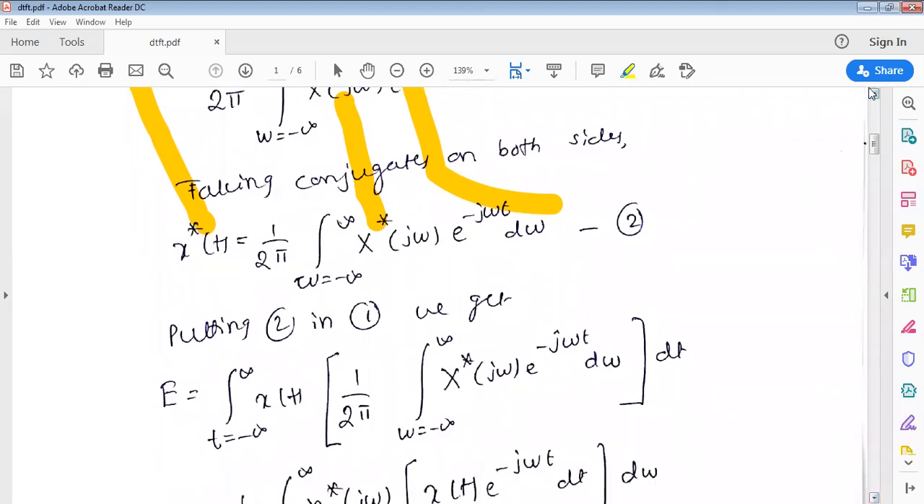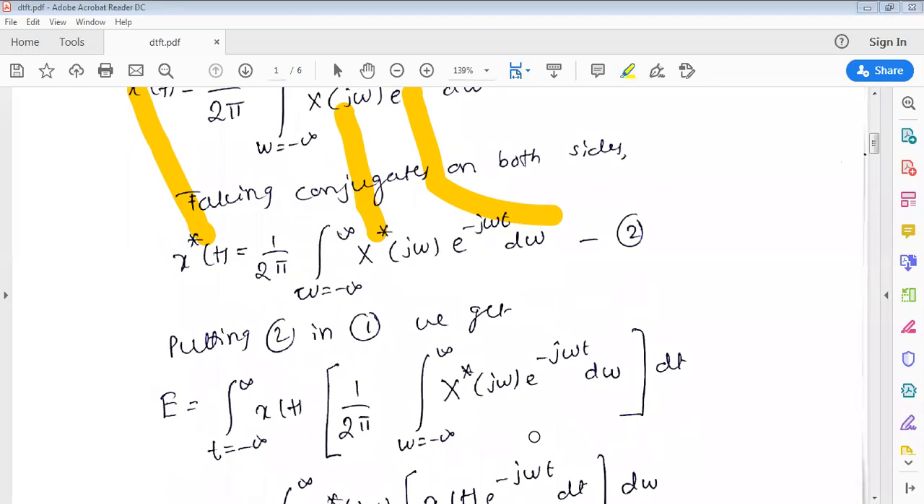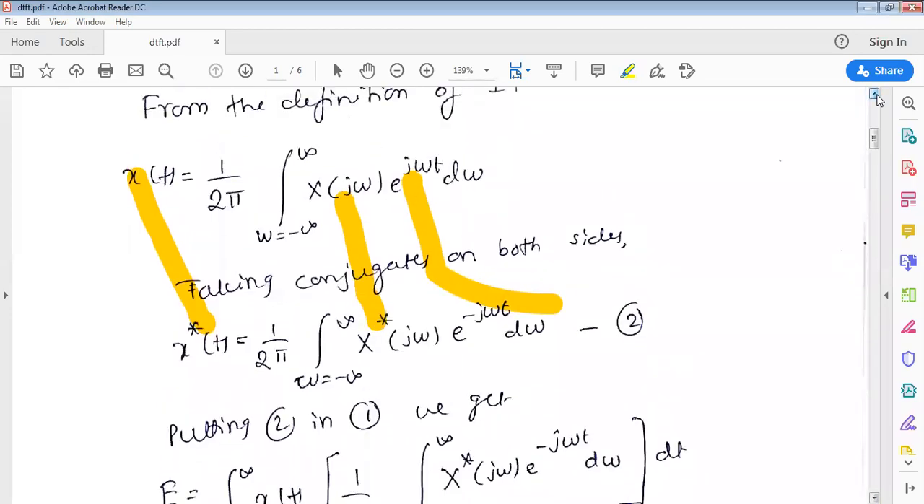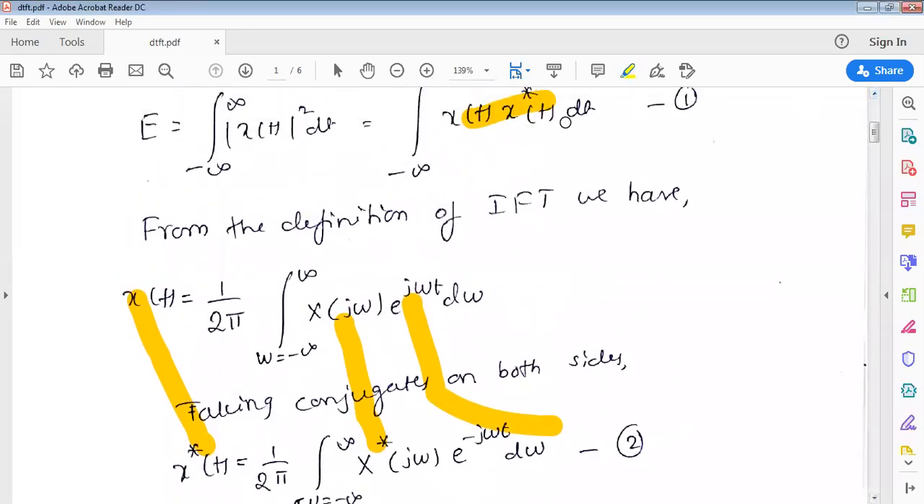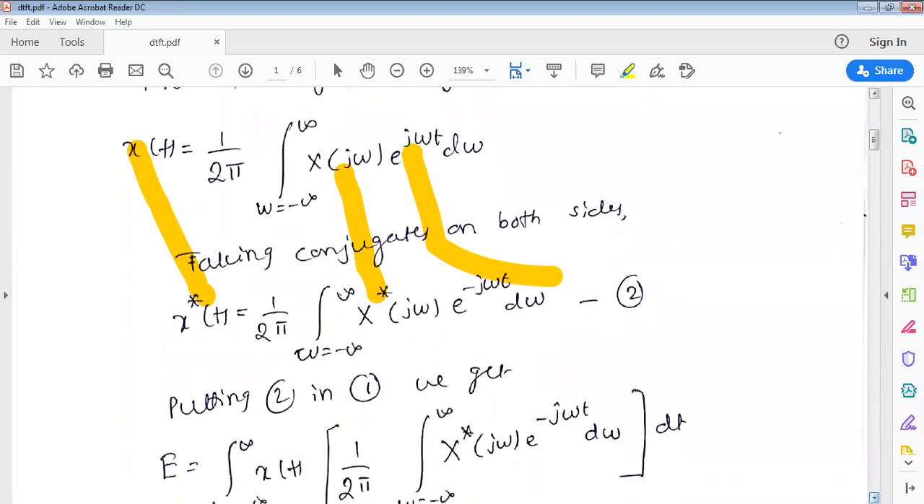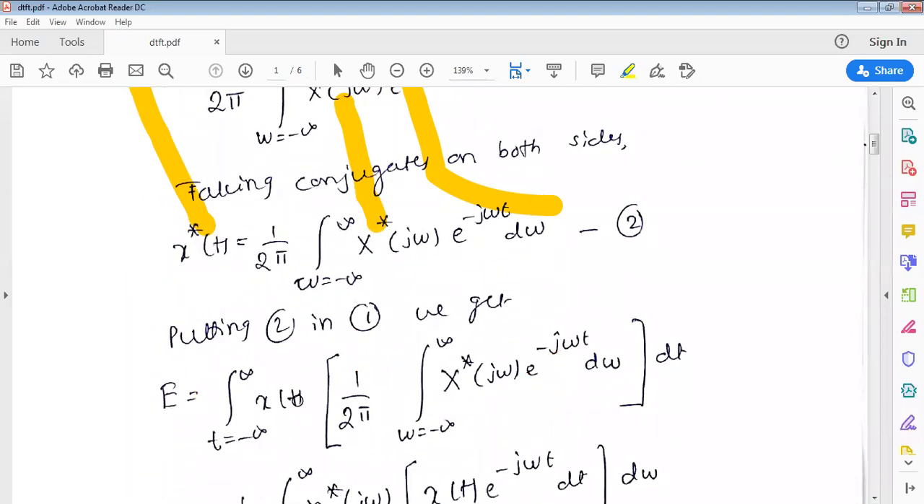So put 2 in 1. What is your 1? Once again, put 2 in 1, that is, in this equation replace x star of t by the previous equation. So we have the integral from minus infinity to plus infinity of x of t, and x star of t is nothing but 1 by 2 pi integral from omega equal to minus infinity to plus infinity of x star of j omega into e power minus j omega t d omega, all times dt. Are you able to follow this step? Or any doubt you have?